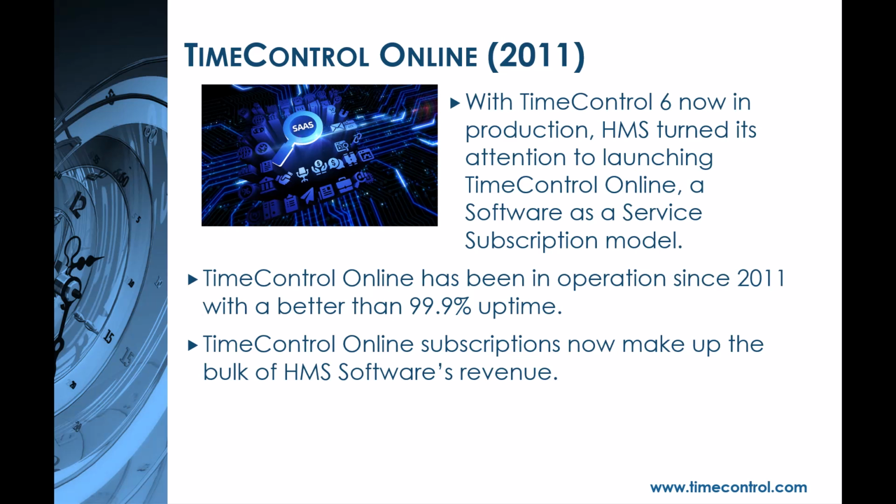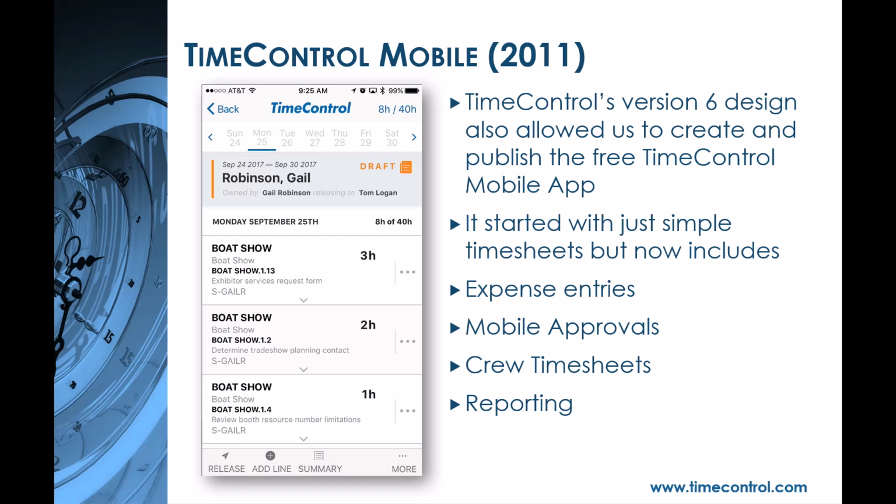The second thing that became possible with that version 6 architecture was Time Control Mobile. Because we were no longer using Windows type controls inside the interface, suddenly Time Control Mobile was possible. And we were able to include full timesheet and then added in expenses. We had mobile approvals. Crew reporting came around after that, and finally a whole reporting module, which was quite powerful.